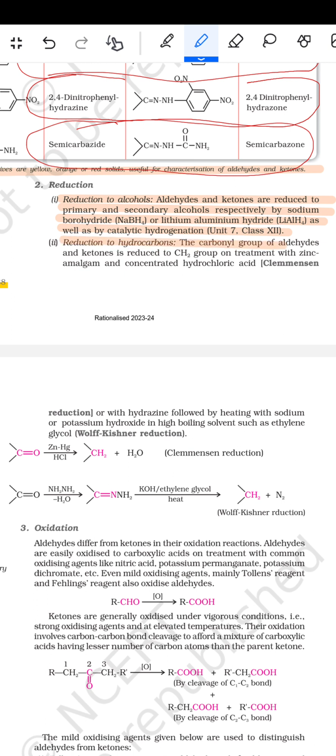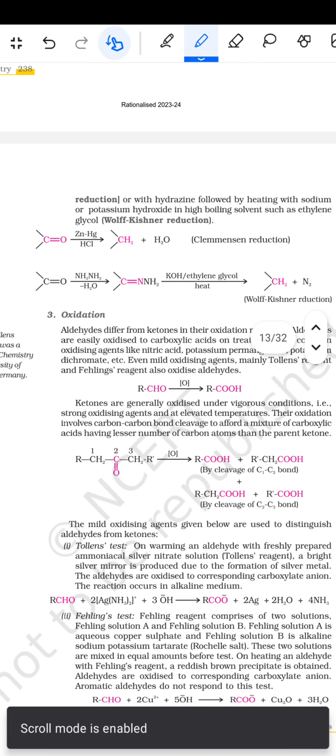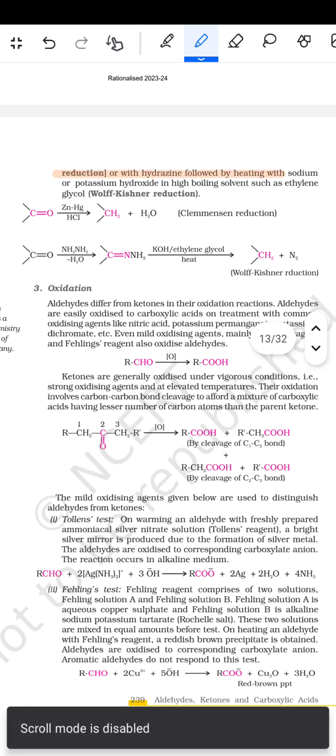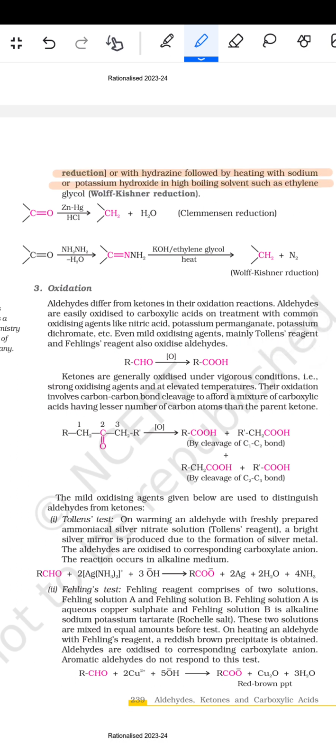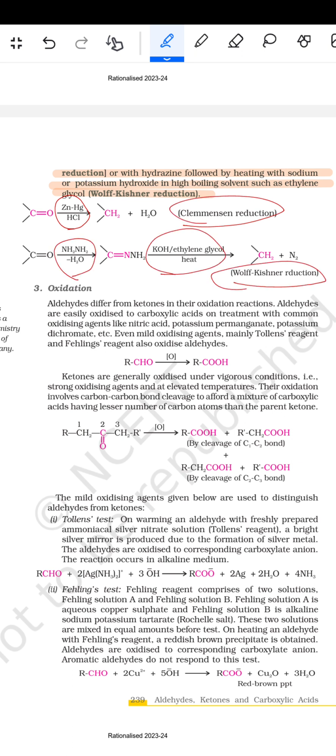Reduction to the hydrocarbons. The carbonyl group of the aldehydes and the ketones is reduced to the CH2 group on treatment with the zinc amalgam and concentrated hydrochloric acid, Clemmensen reduction, or with the hydrazine followed by heating with the sodium or the potassium hydroxide in high boiling solvent known as the ethylene glycol, जिसको वोल्फ-किश्नर रिडक्शन कहते हैं. तो ZnHg और HCl करेंगे तो ये क्लेमेंसन रिडक्शन कहेंगे. फिर NH2NH2 करेंगे तो इसको और KOH एथिलीन ग्लाइकोल कहेंगे तो ये वोल्फ-किश्नर रिडक्शन हो गया.